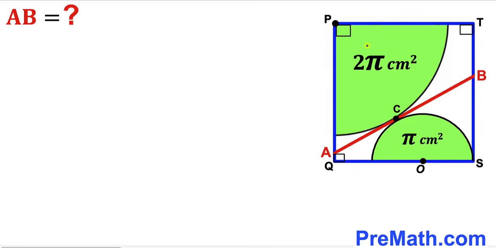And moreover, the area of this quarter circle is 2 pi centimeter square, whereas the area of this semicircle is pi centimeter square. And furthermore, this segment AB passes through this point of tangency C. And now our task is to calculate the value of this length AB.